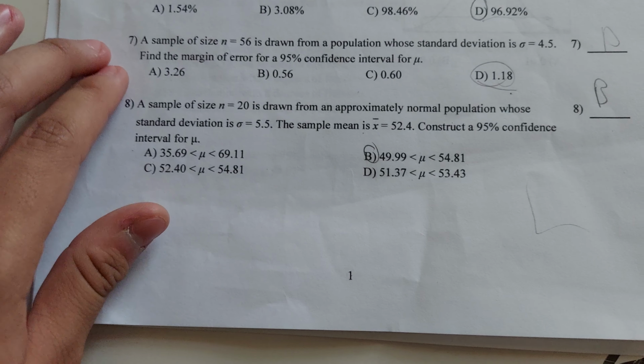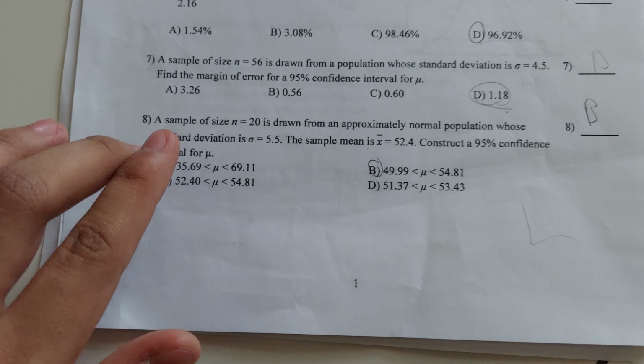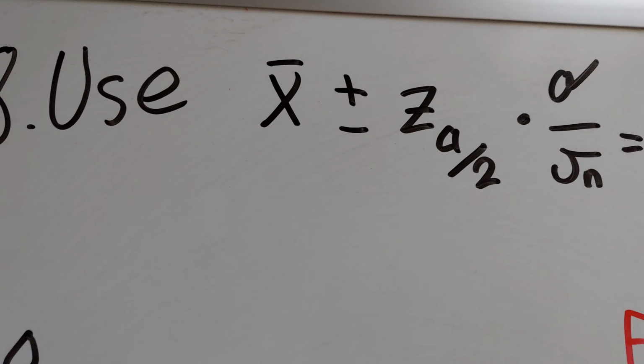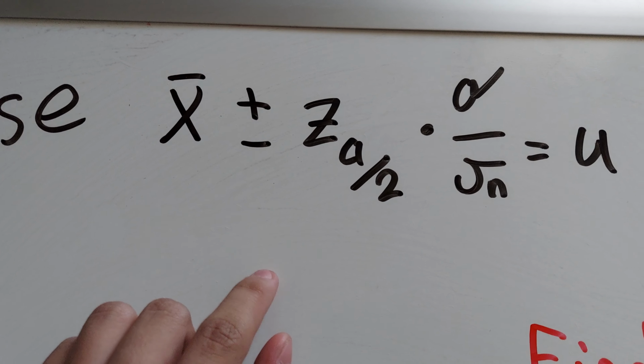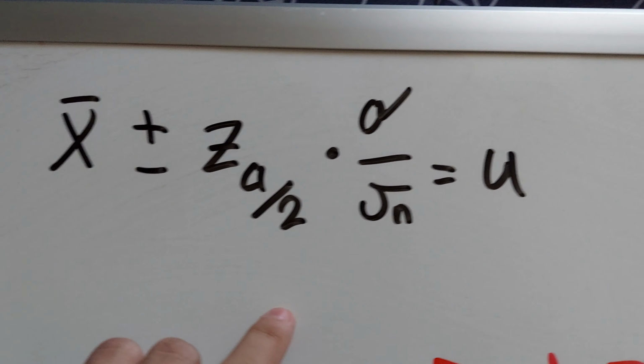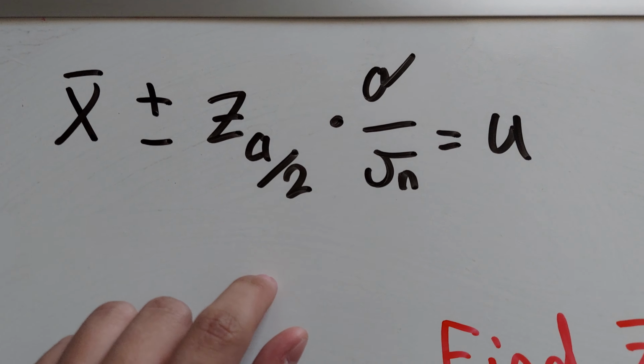So the same thing as number 7, we're solving for u, but different from number 7, we're going to be actually using a different formula. So let me show you the formula. Here's our formula: the sample mean plus or minus z alpha over 2 times standard deviation divided by the square root of the sample size equals u.